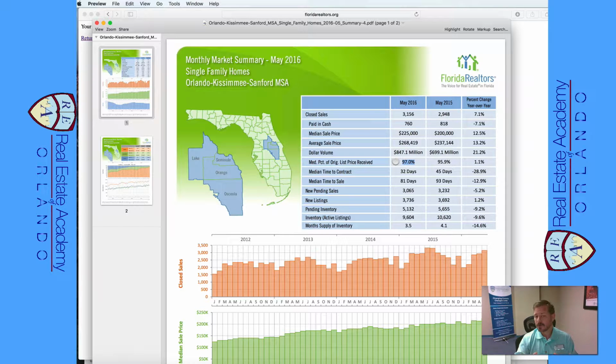This is also assuming that the house is priced appropriately. If the house is only worth $100,000 and it's listed at $150,000, it's never going to sell for 97% of the list price. But assuming it's priced appropriately, then the house would sell for pretty darn close to list.